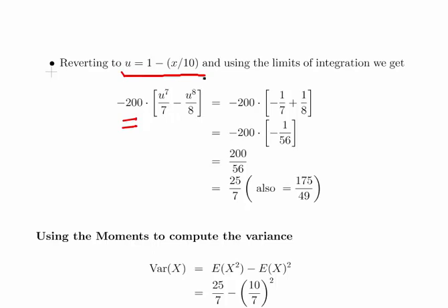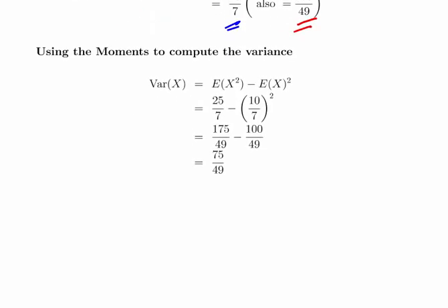Sorry, I've been very glib about that. But anyway, it should end up as minus 200 times (minus 1 over 7 plus 1 over 8), and that works out to be minus 1 over 56. So that's 200 over 56, which is 25 over 7. Now, just for later on, I'm going to remark that that is equal to 175 divided by 49.